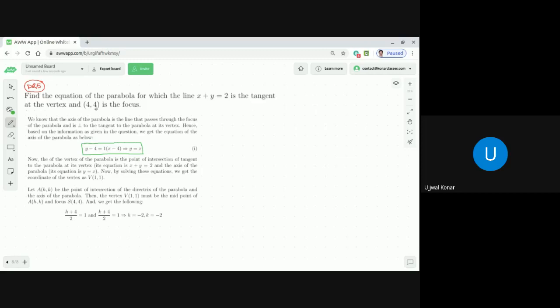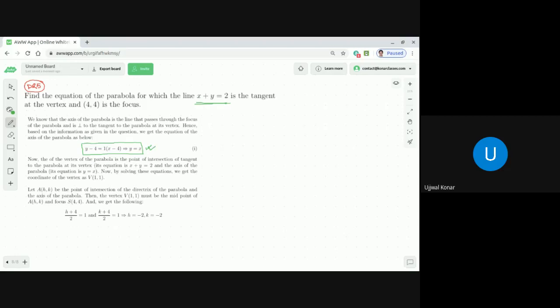Now, what is the slope of the tangent to the parabola at the vertex? That is equal to minus 1, na? Because x plus y equal to 2. What is the slope of this straight line? X plus y equal to 2 has slope minus 1. So the slope of the equation of the axis of the parabola should be 1. So from here we get the equation as y equal to x.